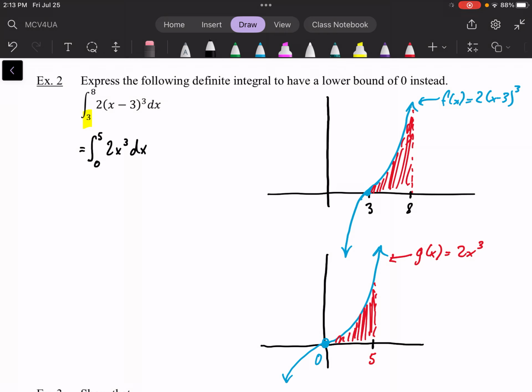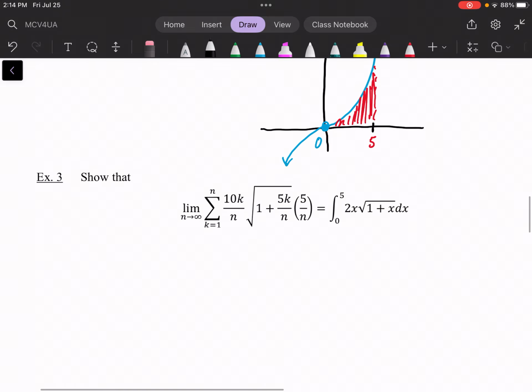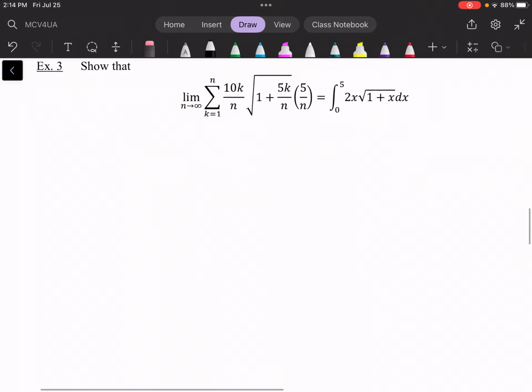And you'll see that they are identical in expressions. It's just that one is a translation 3 units over from the other one. So we can see that these work out that way. So these are the basic ideas of integrals, first of all, and how to change them into integrals. Let's get something a little bit more complex here.